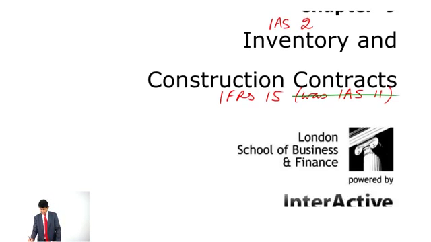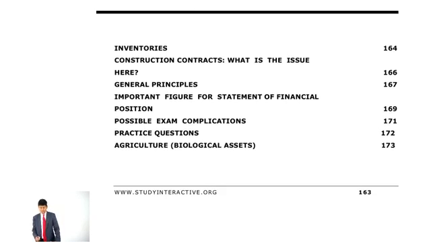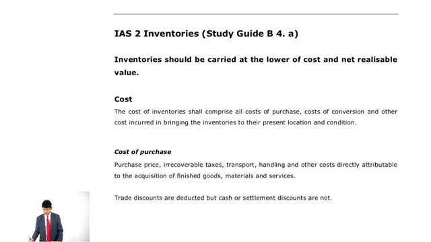So that's the story. What else can I say? Let's move on. As you can see, inventories, construction contracts, what's the issue here, etc. So have a read of that. And as you approach the next page, page 164, as I was saying, inventory should be carried at the lower of cost and net realizable value. Net realizable value is something like the selling price minus obviously cost to sell.